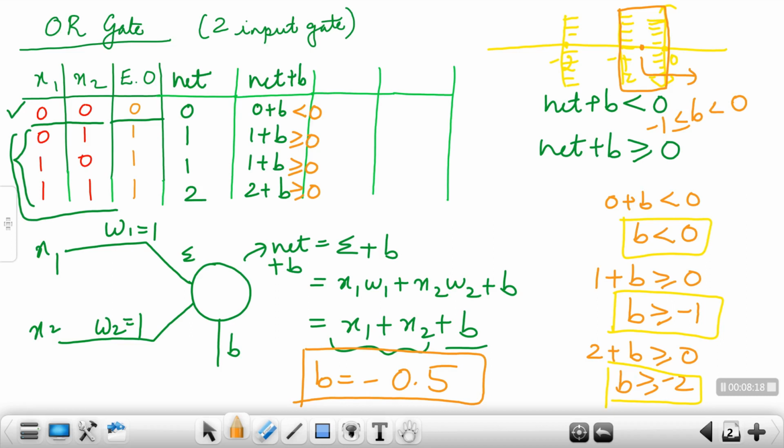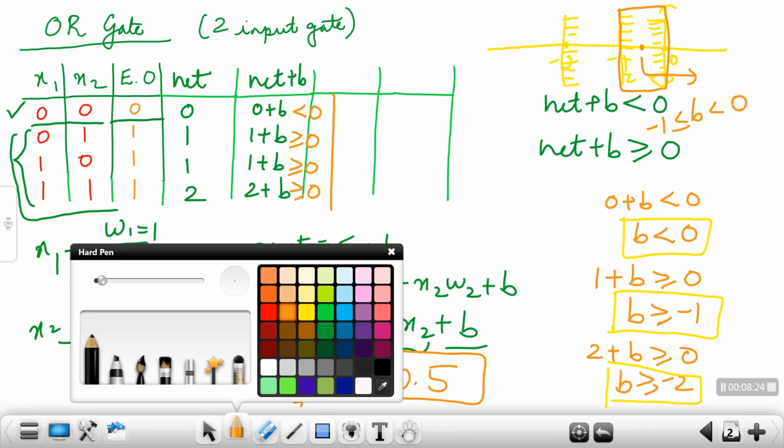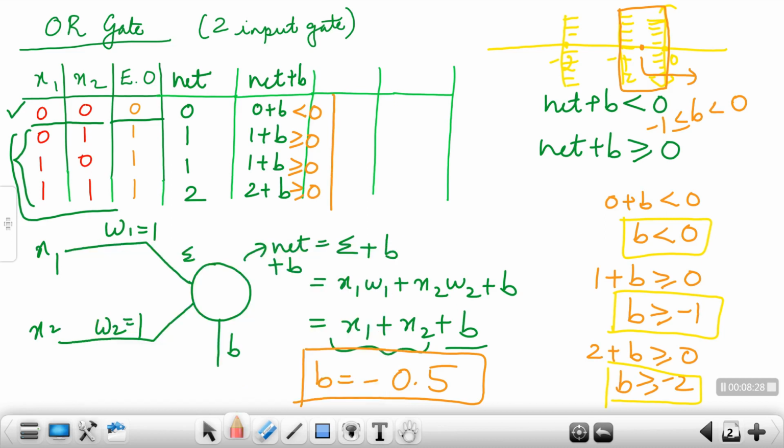Now with this b, we again calculate net plus b. So what will be net plus b? Net plus b will be, in first case it is directly b, so it is minus 0.5. Second case it is 1 plus b, so it is 0.5. Third case 0.5. Fourth case it is 1.5. Now you see here, only this first value is negative, rest all these values are positive.